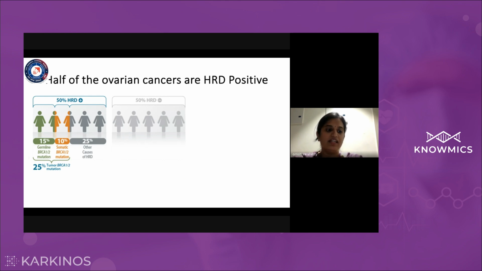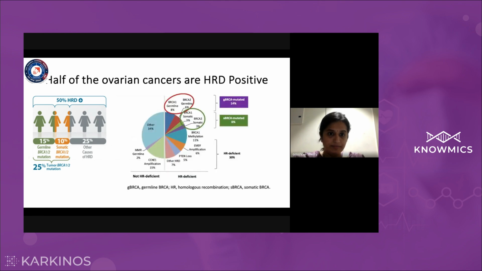So many clinicians also say, okay, you just tell me about the BRCA status, good enough. Anyways, 50% of the time you would see only BRCA mutation, but that's not the case. So we can say that almost close to 25% of the tumors are BRCA1 or 2 positive, of which again 15% is germline and 10% would be somatic BRCA mutation. And 25% would be other causes of HRD. So even then, we are still missing 50% of the lot, which needs to be explored further.